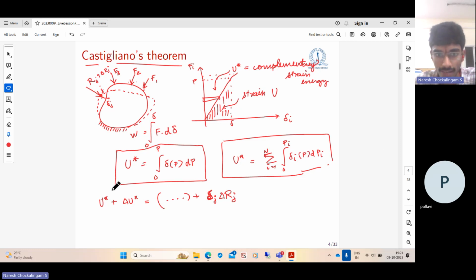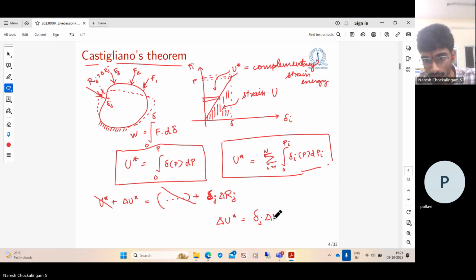But if you collect all the other terms together, that is actually equal to the complementary strain energy it initially had. So therefore, you have this relation: delta U star is equal to the displacement at that point multiplied by the incremental force. So this is the complementary strain energy. You take the displacement at that point and multiply by the incremental force. This is equal to delta Gj into the change in Rj.